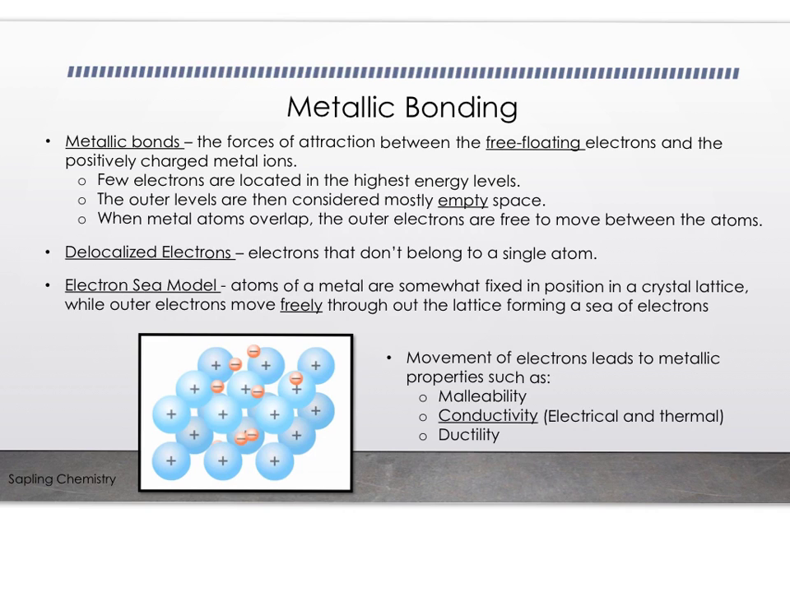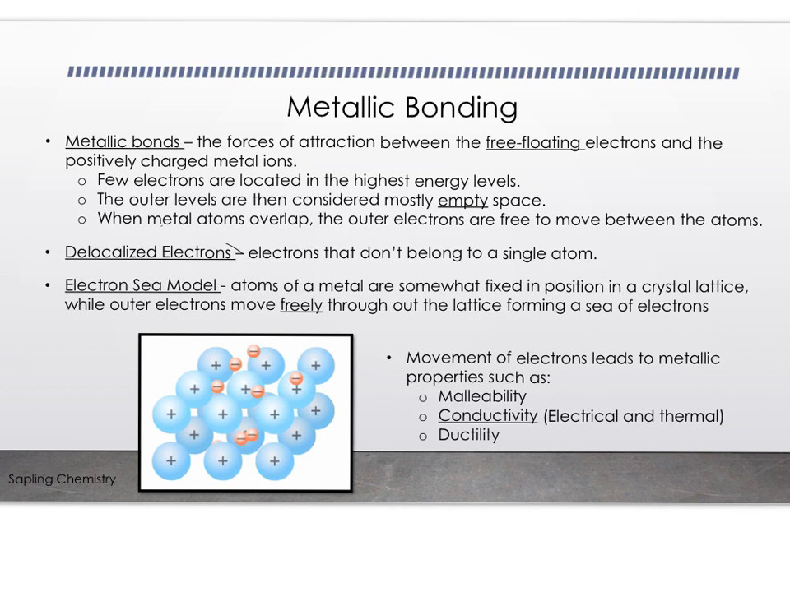So metallic bonding occurs within metals, and only metals. They're made up of metallic bonds. These are the forces of attraction between the free-floating electrons and the positively charged metal ions. There are few electrons located in the highest energy levels of your metallic atoms, and these outer levels are then considered mostly empty space. So whenever you have multiple metal nuclei overlap, the outer electrons are then free to move between the atoms. The free-moving electrons are known as delocalized electrons. These delocalized electrons don't belong to a single atom, so they can move in between multiple nuclei.